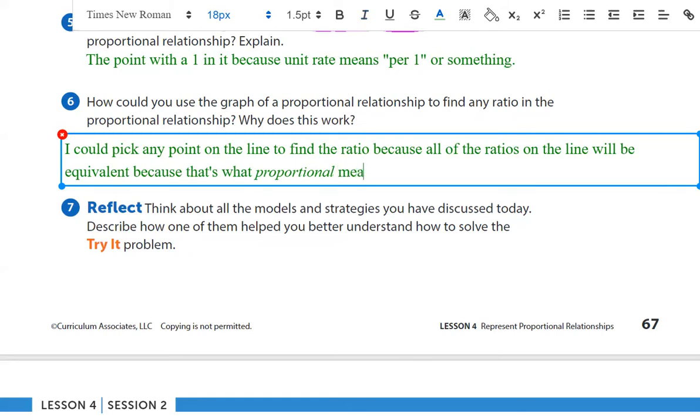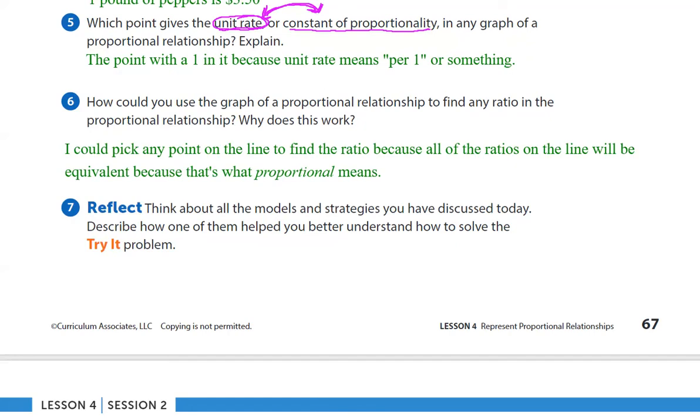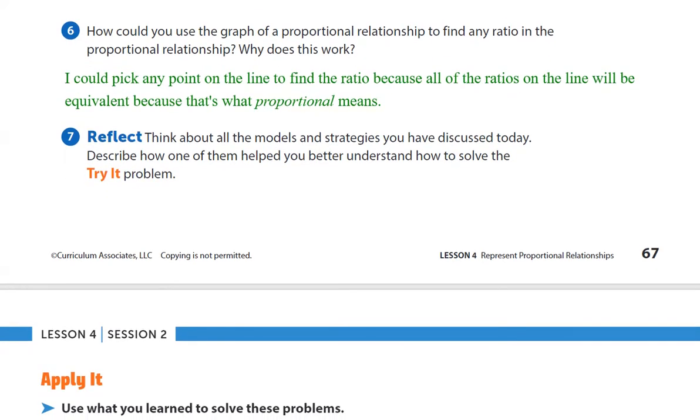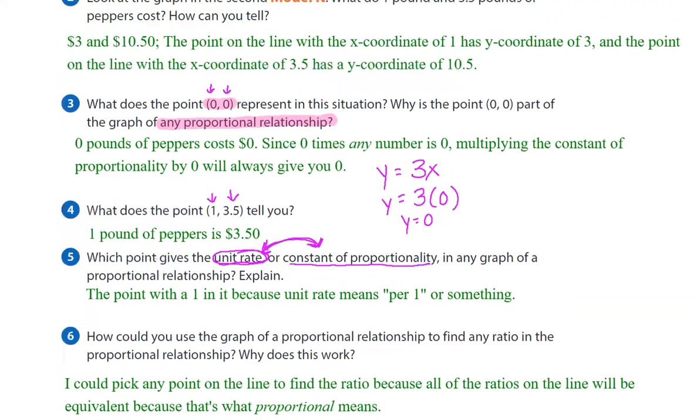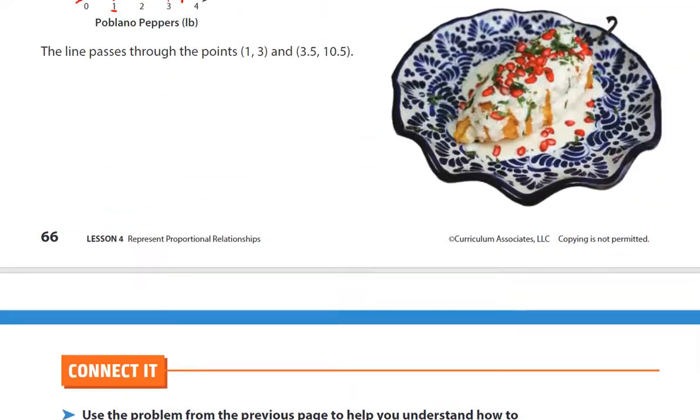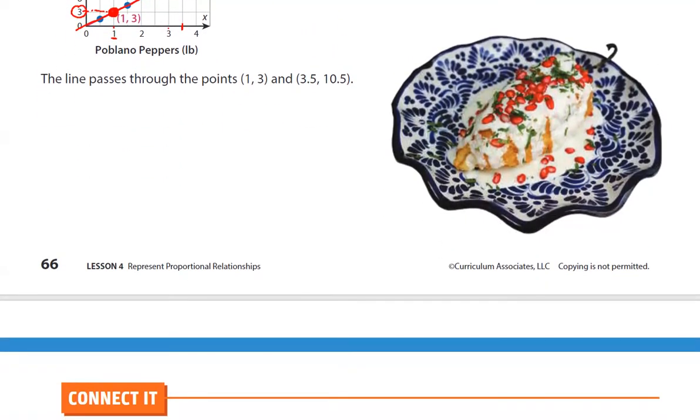I hope you're writing, and when you write proportional, you write it in italics. Okay. And then the reflection question is for you. Which way did you like best? What out of all of these pages and questions, man, that looks delicious. I need to learn how to make that.